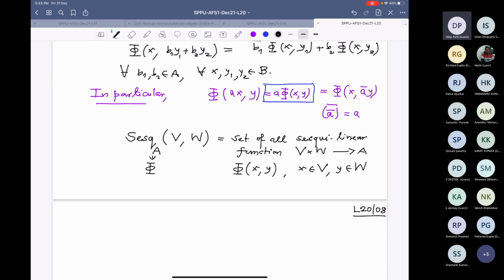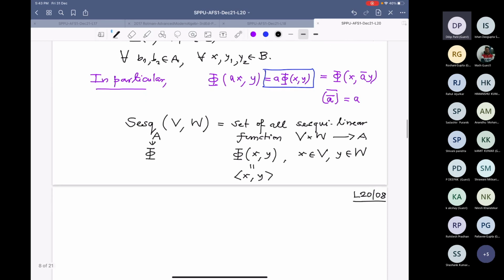I want to show you that these are determined by these values. That will become clear soon, but these values are also sometimes denoted by this, x, y. This is actually a standard notation for the inner product. But sometimes these are also denoted by this, and when your sesquilinear function is fixed, then you can denote by this.